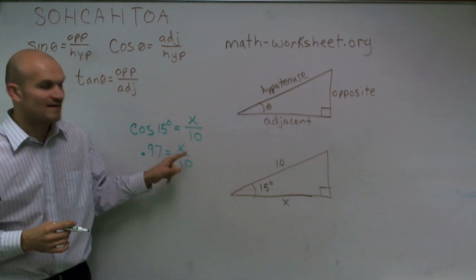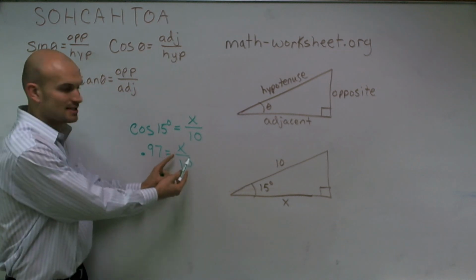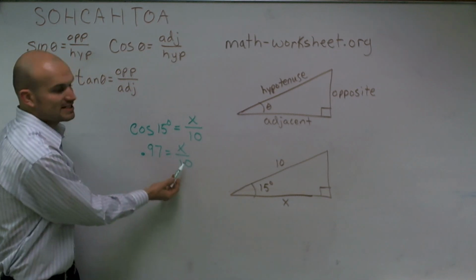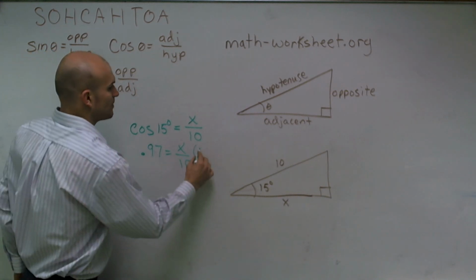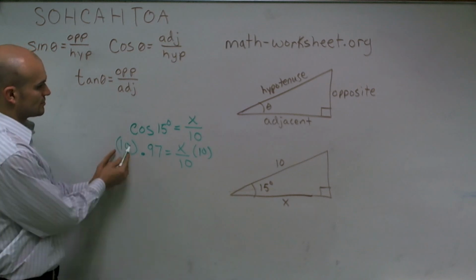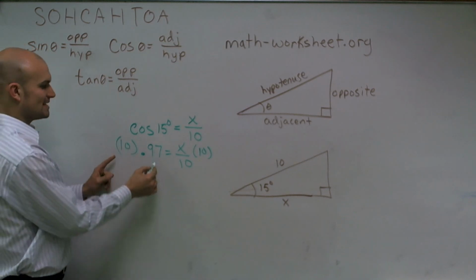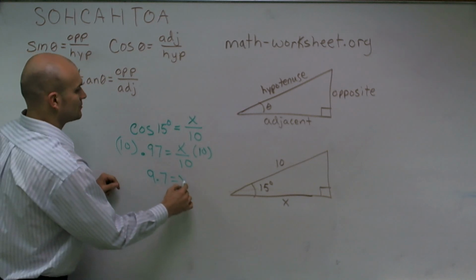So now, to find my value of x, what I need to do is get the x by itself, meaning isolate it. So right now I have my variable being divided by 10. To get rid of dividing by 10, I simply need to multiply the left and right side by 10. So by multiplying by 10, I'm going to move my decimal one place over. So I'll have 9.7 equals x.